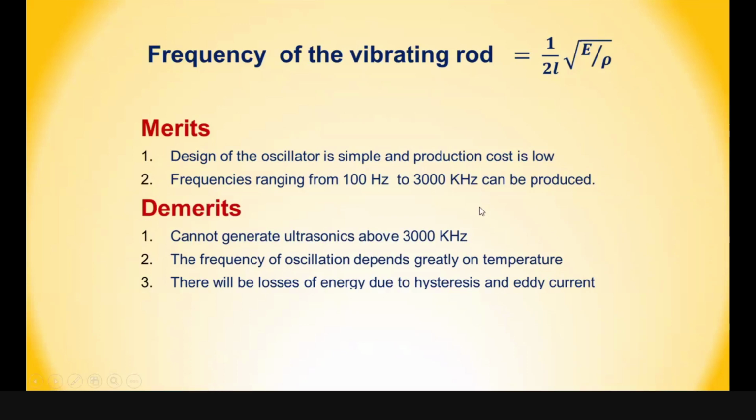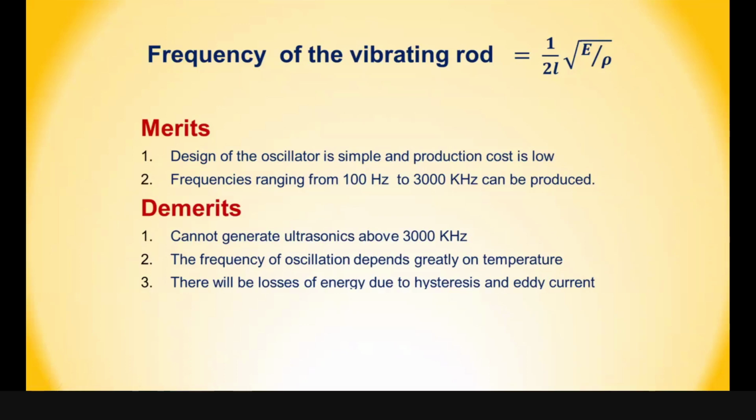I will show you the circuit. It is very simple. A tank circuit is used for producing the ultrasonic waves. So the design of the oscillator is simple and production cost is low. You require a triode, a capacitor and an inductor only, along with the ferromagnetic material. So it's very cheap. Frequencies in the range of 100 hertz to 3000 kilohertz can be produced with the help of the magnetostriction method.